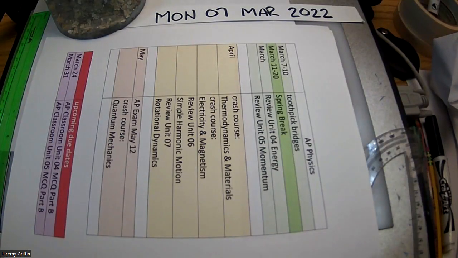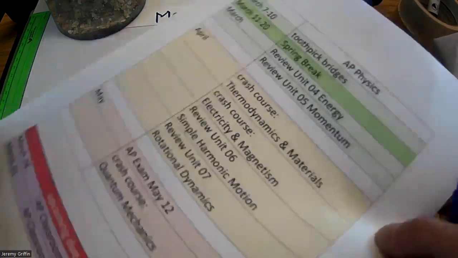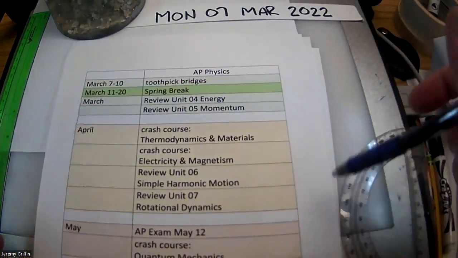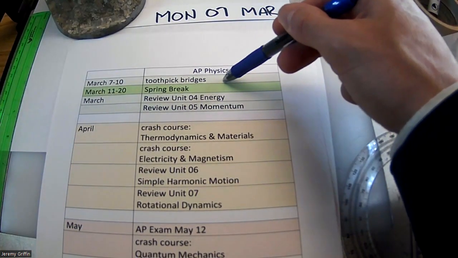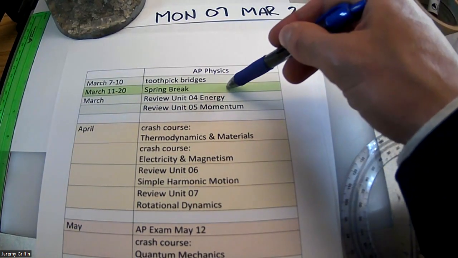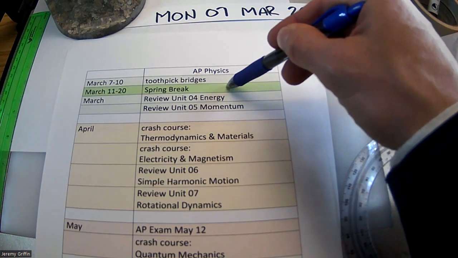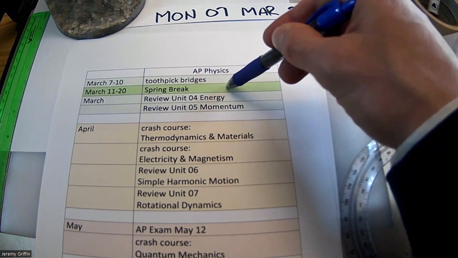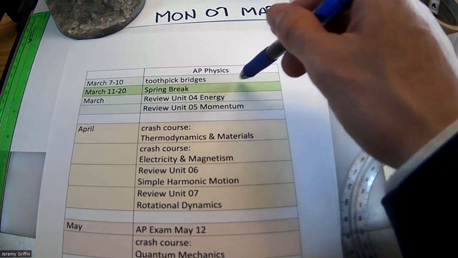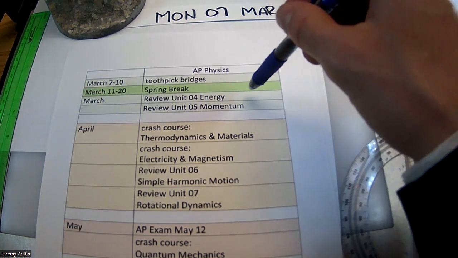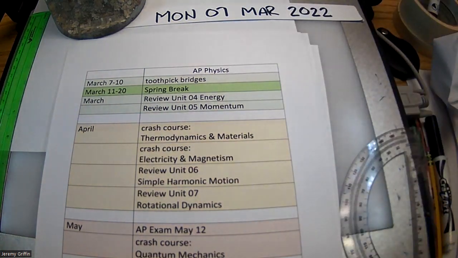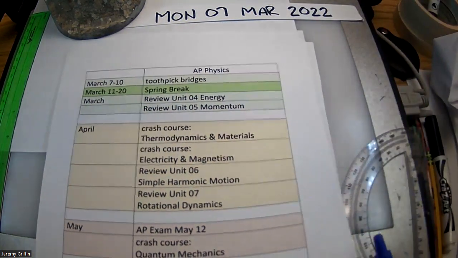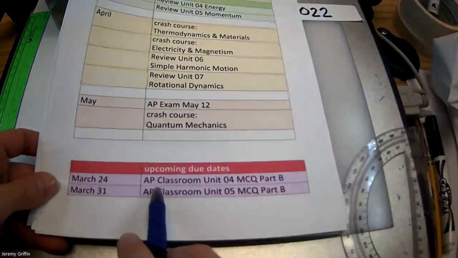Speaking of spring break and schedules, let's look at the schedule here. This week we're going to be doing this group project, toothpick bridges. There's no school this Friday, so it's the first day of spring break. When you come back, the next units we're going to review are units 4 and 5, so that's energy and momentum.